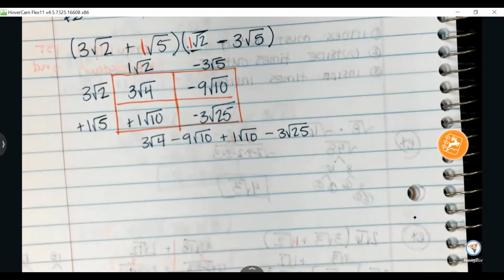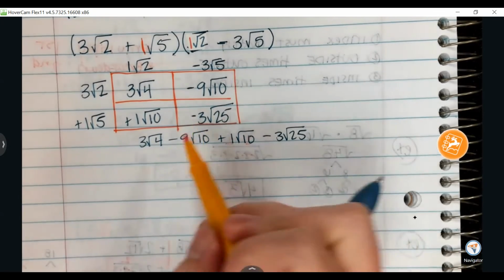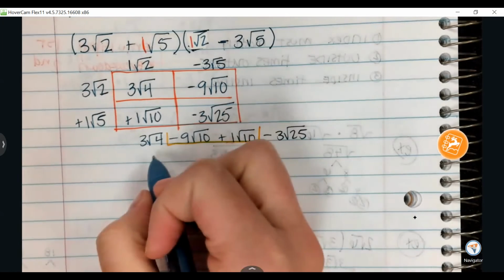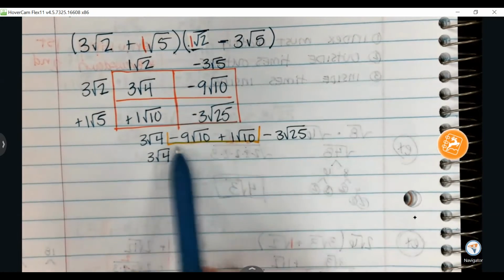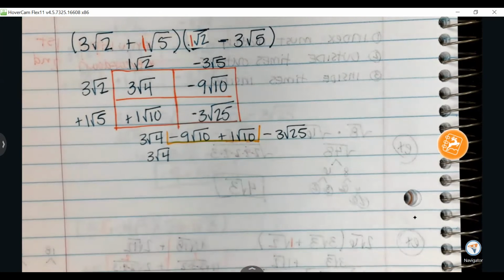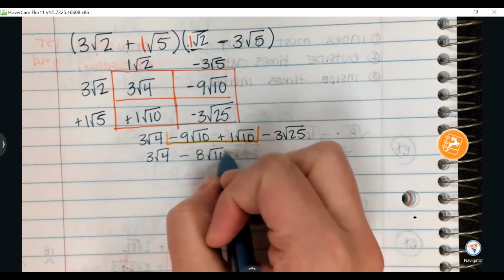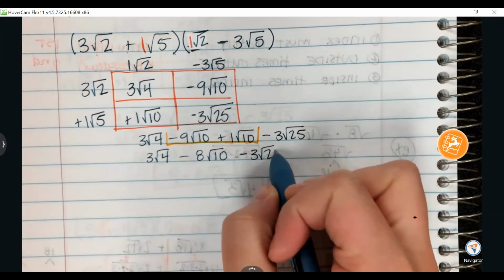Now, just looking at this, what can I see right away? Are there any that I can see can combine right away? The -9 square roots of 10 and the 1 square root of 10, right? These two right here can combine right away. So I'm going to just bring down my 3 square roots of 4. If I combine these, what is -9 square roots of 10 plus 1 square root of 10? -8 square roots of 10. And then I'm going to bring down what's left, -3 square roots of 25.